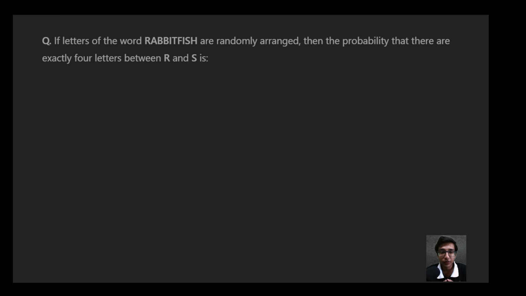If the letters of the word rabbit fish are randomly arranged, then the probability that there are exactly 4 letters between R and S. Again, we had studied this type of question in permutations and combinations. The only thing here is that now we have to include one more term, which is our total possible outcomes, which is in the denominator.